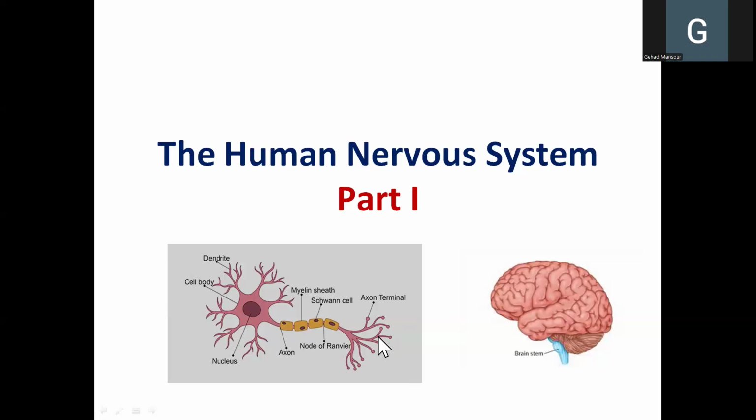Arborizations. You might also be asked to compare and contrast between the axon and the dendrites. So the dendrites are short, the axon is long. The dendrites are multiple, the axon is single. We're not talking about the terminal branches, we're talking about the axon itself. The dendrites are receiving impulses all the time, whereas the axon is sending impulses peripherally, away from the cell body.